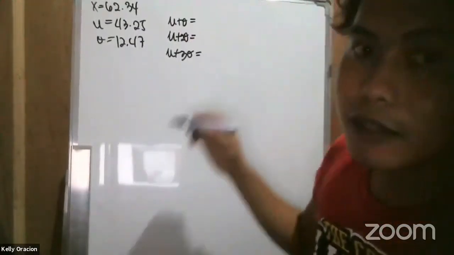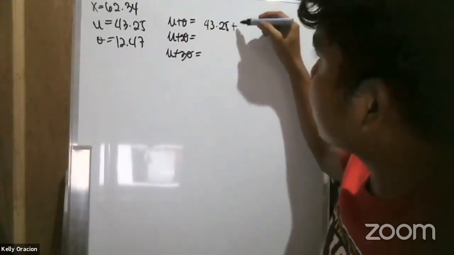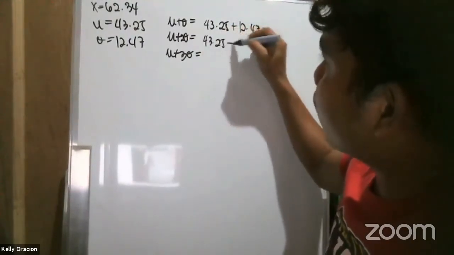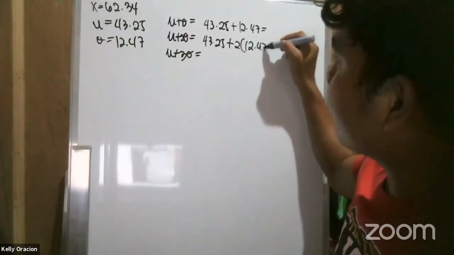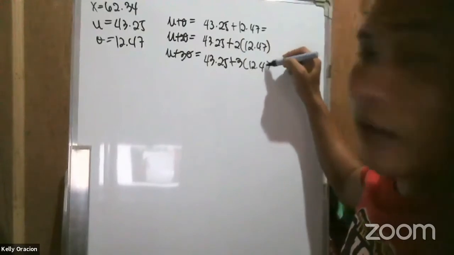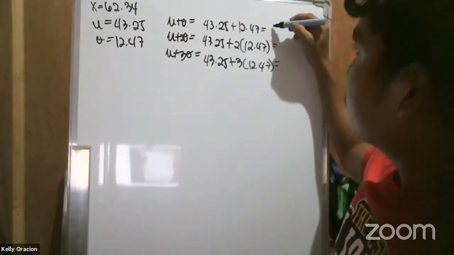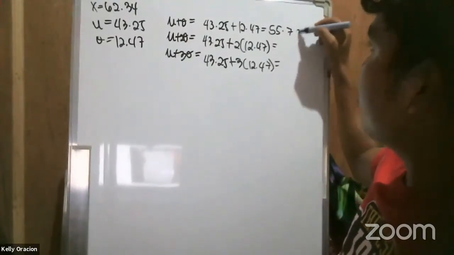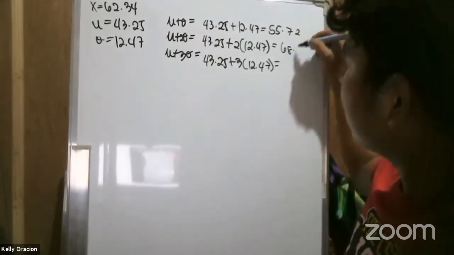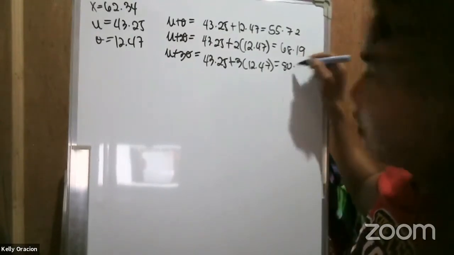Then substitute: your mean is 43.25 plus our standard deviation, 12.47. Then 43.25 plus 2 times 12.47. Then 43.25 plus 3 times 12.47. Now, what do you think is the answer for this one, class? This is 55.72. How about the second one? 68.19. Then the last one? 80.66. Okay, very good.